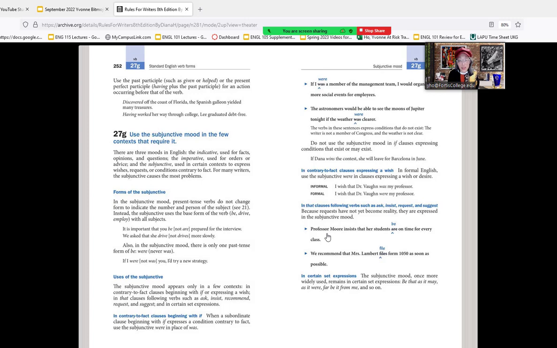In certain set expressions, the subjunctive mode once more is widely used. Be that as it may, be that as it were, be it from me, and so on.